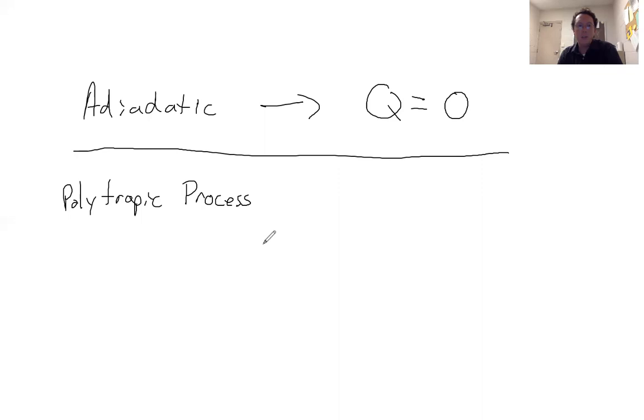So the definition of a polytropic process is a process where you hold P times V to the n constant. Here n is any number. It has to be real, but it can be positive or negative. It doesn't have to be an integer. It's not moles. It's just any number. And it just is a constant. Okay. So that's a polytropic process.